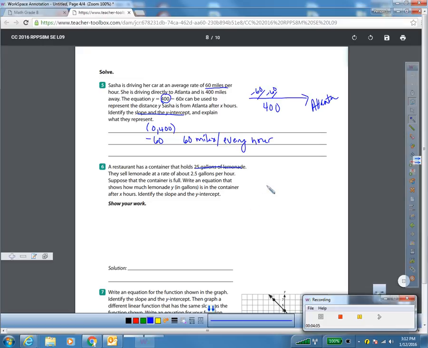I want you to picture a big container of lemonade that's 25 gallons. Giant container. And every hour we're going to remove 2.5 gallons. So we started out with our initial value of 25 gallons, and then we're taking out 2.5 gallons per hour. So your y-intercept is right there. That's your initial value, or 25 gallons. And then your slope would be -2.5 gallons.